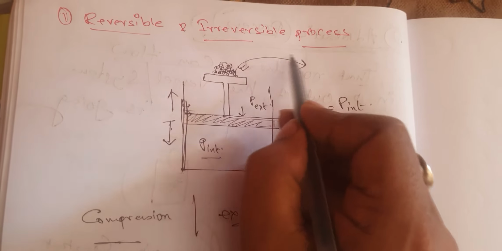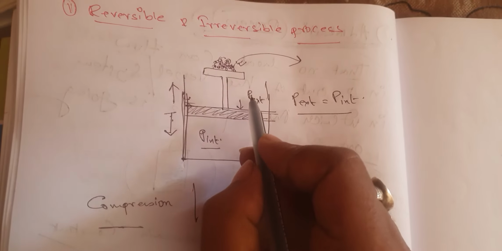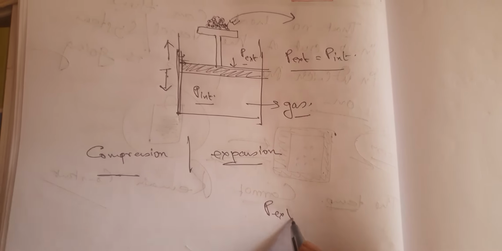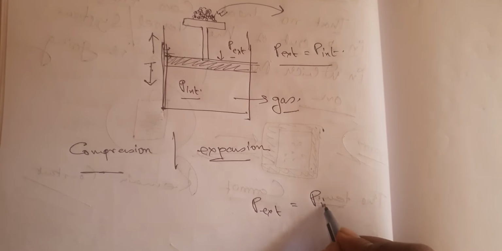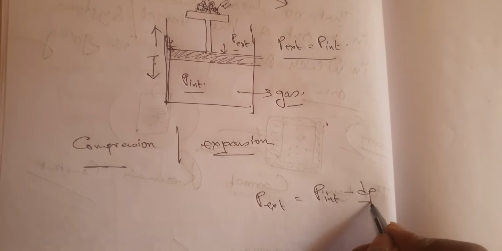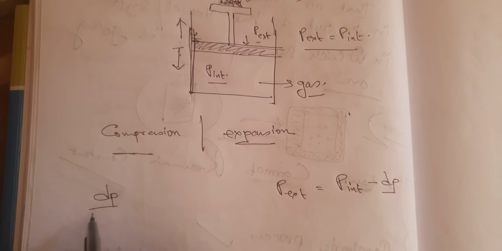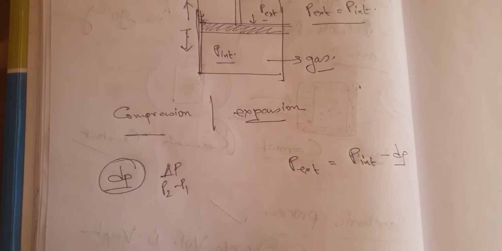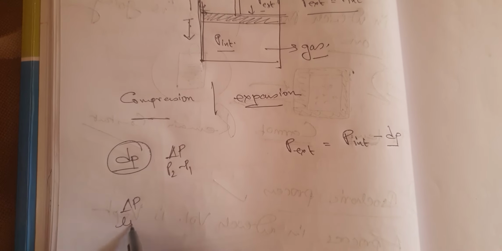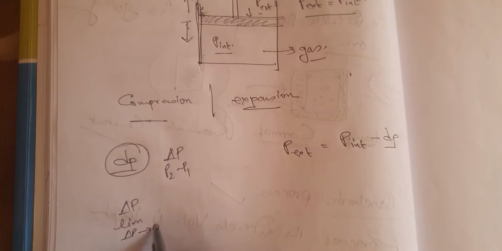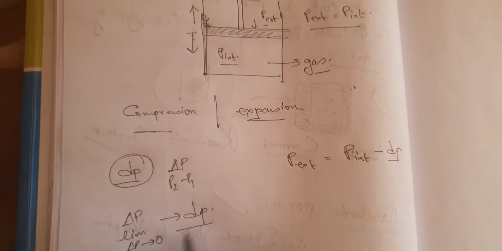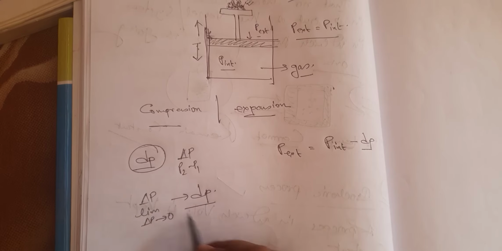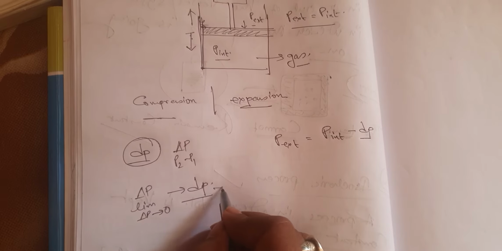Okay, when you remove one sand particle from here, the P external will decrease. So that means at that time P external I can write as P internal minus dP. dP is a very small pressure. Delta P is P2 minus P1, and when delta P limit tends towards 0, then we call it dP. You know it from the concepts of calculus. It's a very small change in pressure, a very infinitesimal change in pressure.